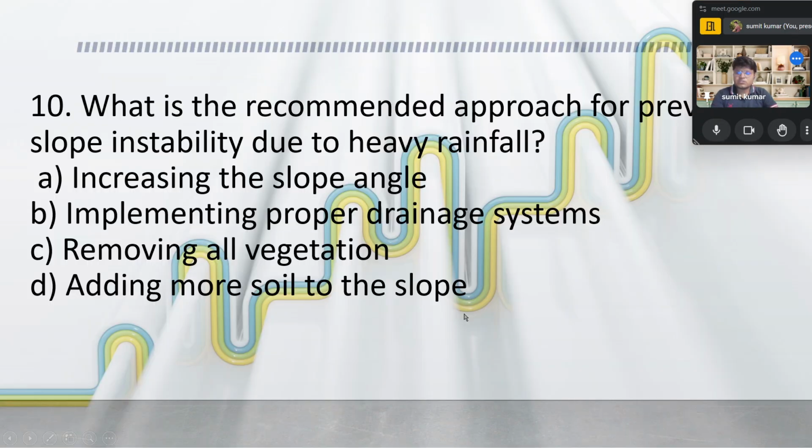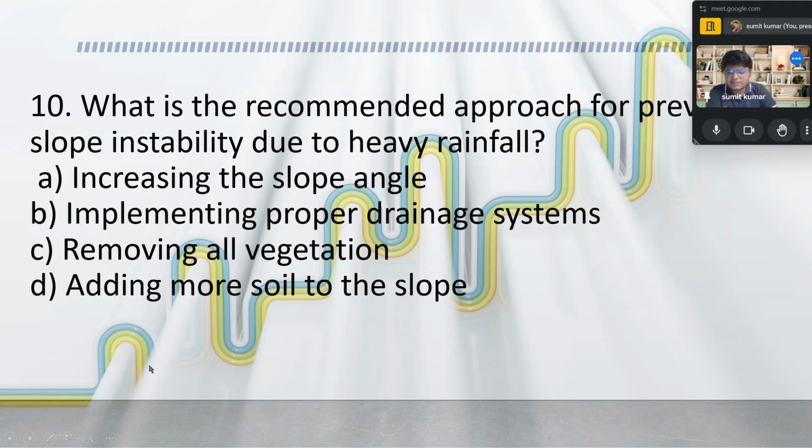Okay. So now we are moved to our next problem, which says that what is the recommendation approach for preventing the slope instability due to the heavy rainfall? Options are increasing the slope angle. This is option B is implementing the proper drainage system. Third one is removing all vegetation, and the next one is adding more soil to the slope. So the recommendation approach for preventing the slope instability due to heavy rain. Increasing the slope angle is not the correct answer. Implementing the proper drainage is the correct answer.